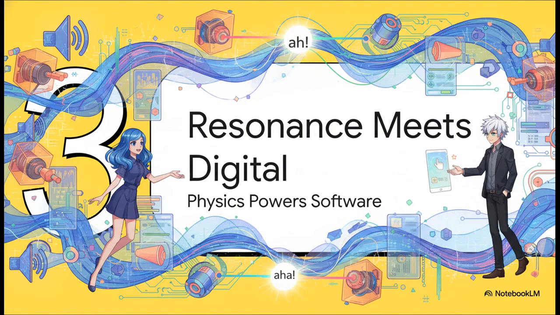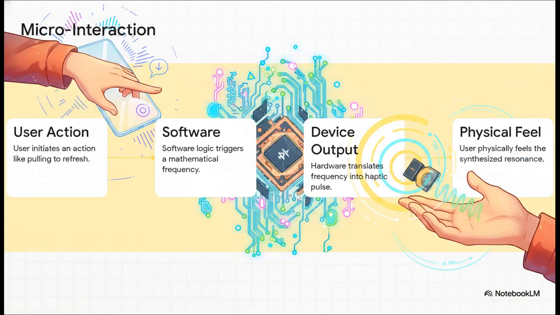Which brings us to part 3, when resonance meets digital. This is the exact moment where physics powers software. Okay, the absolute crucial point here is understanding exactly how this happens chronologically. Let's zoom into just a single micro-interaction. Step 1. You, the user, initiate an action. Let's say you pull down to refresh a feed.